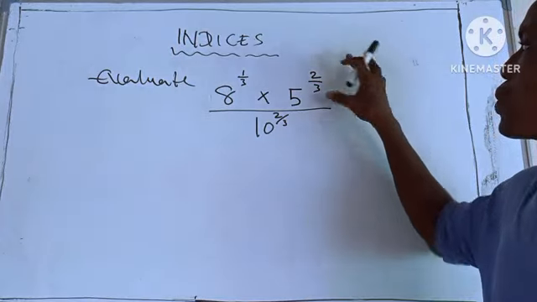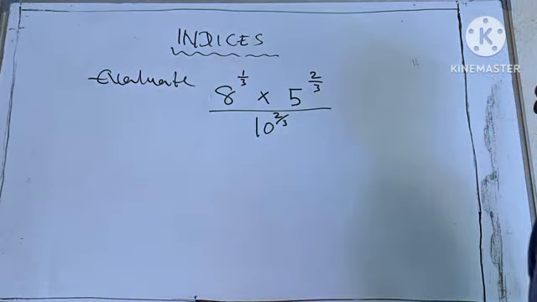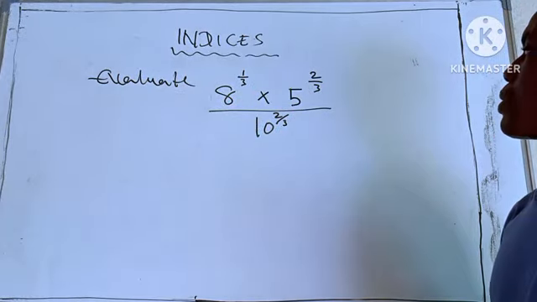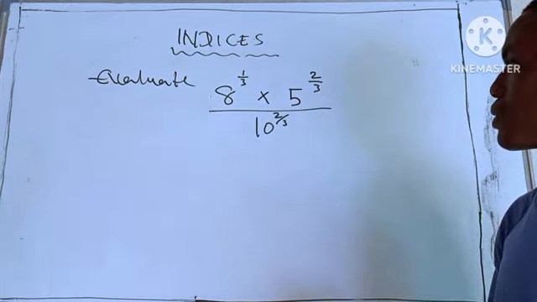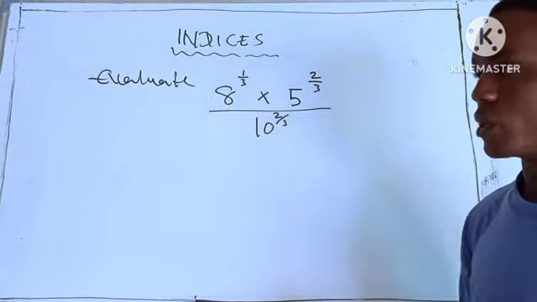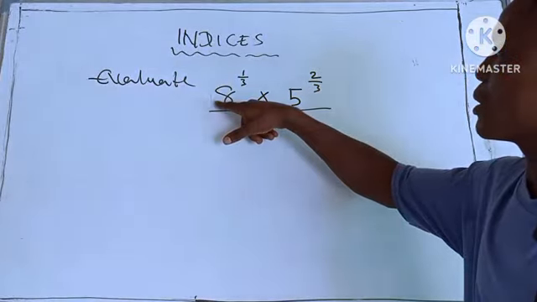Okay, welcome back. So this is the first question. Evaluate 8 raised to power 1 all over 3 multiplied by 5 raised to power 2 all over 3 divided by 10 raised to power 2 all over 3. Look at the first number.